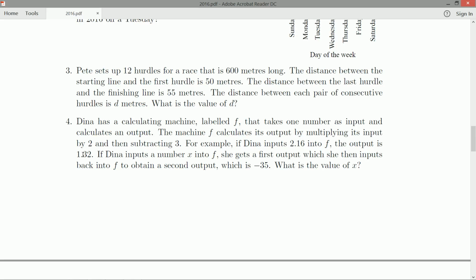Okay, that makes sense. If Dina inputs a number x into F, she gets a first output, which she then inputs back into F to obtain a second output, which is negative 35. What is the value of x?